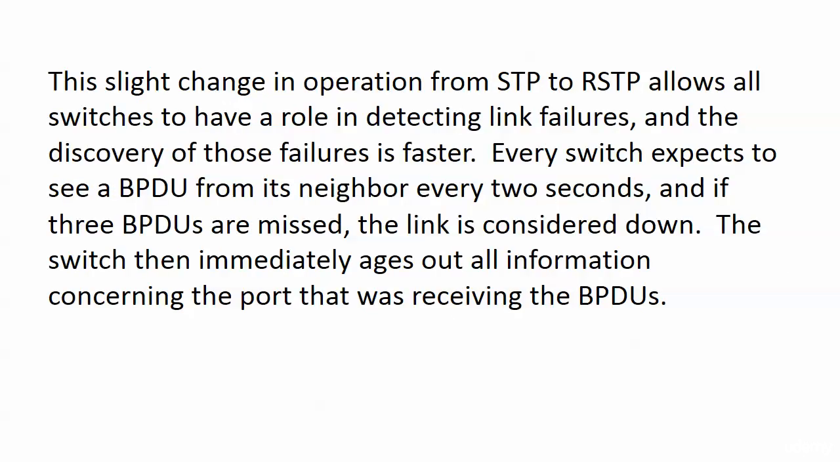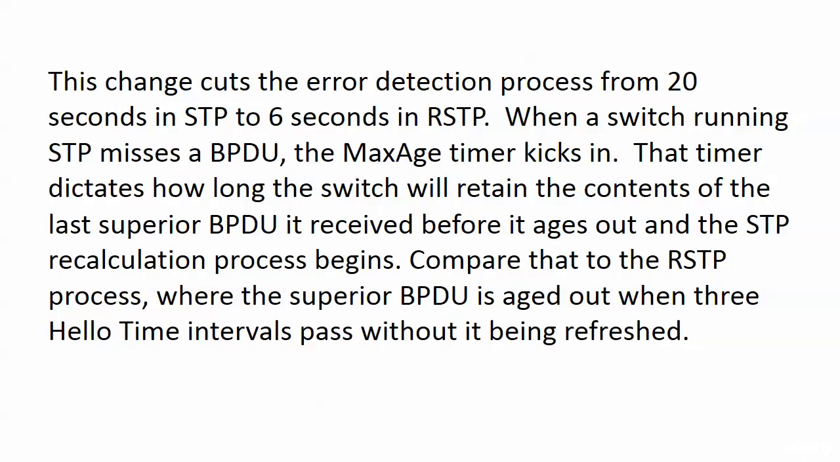Now, this is a pretty slight change in operation, but it's an important one because it allows all switches to have a role in detecting link failures, and the discovery of the failures is a little bit faster because every switch is expecting to see a BPDU from its neighbor every 2 seconds. If 3 BPDUs are missed, the link is considered down, and here's the important change. The switch then immediately ages out all information that's concerning the port that was receiving the BPDUs. Okay, so there's no max age involved here. And this really cuts the error detection process from 20 seconds to 6.